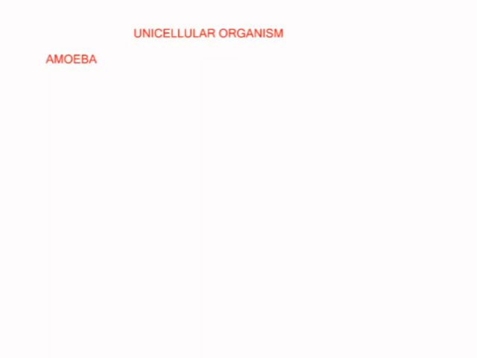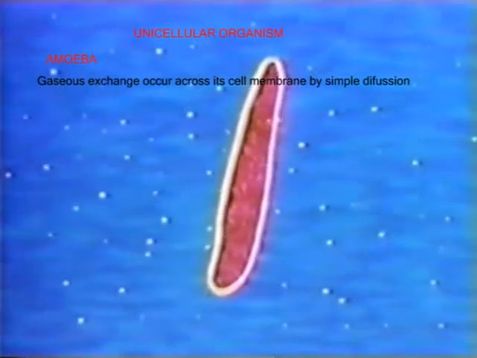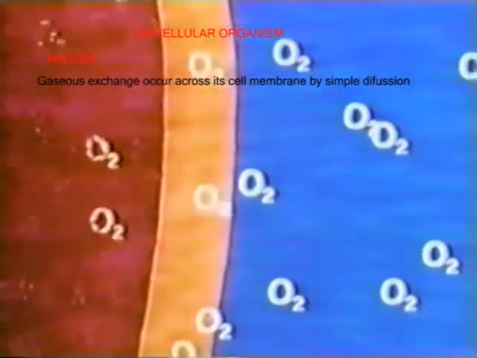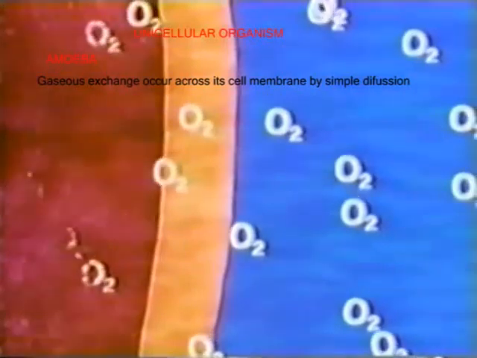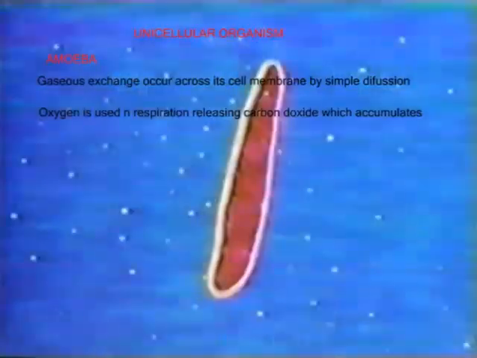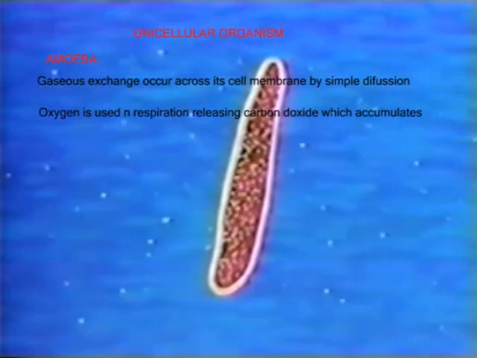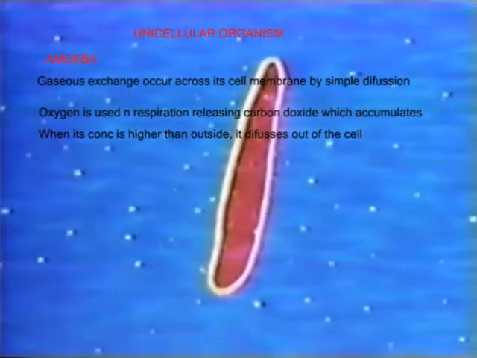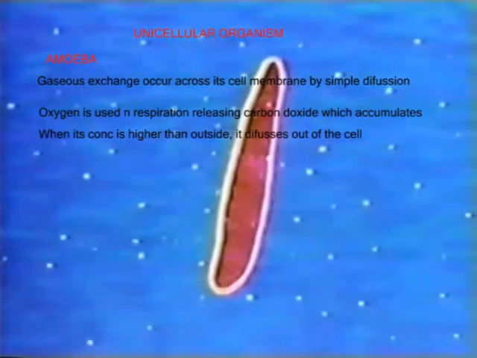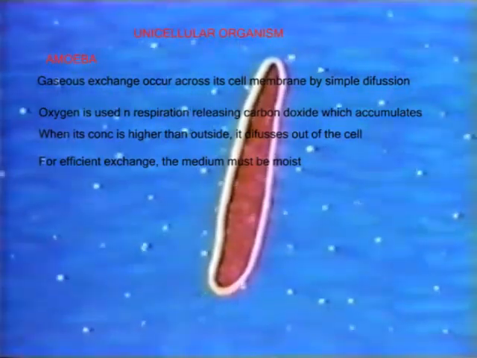Gaseous exchange in unicellular organisms. The amoeba, being single-celled, carries out gaseous exchange across its cell membrane by simple diffusion. Oxygen, which is more highly concentrated in the environment than inside the body of the amoeba, diffuses across the cell membrane. The oxygen is used for respiration, releasing carbon dioxide, which accumulates inside the cell. When carbon dioxide concentration is higher inside the cell than outside, the carbon dioxide diffuses out into the atmosphere. In order to facilitate rapid gaseous exchange, the surrounding medium must be moist.